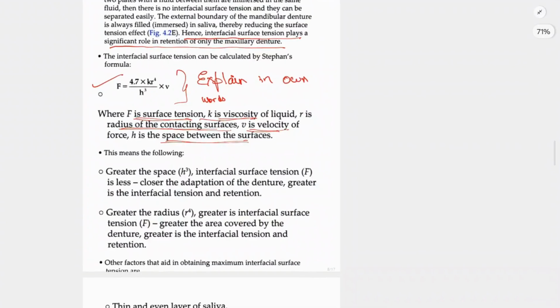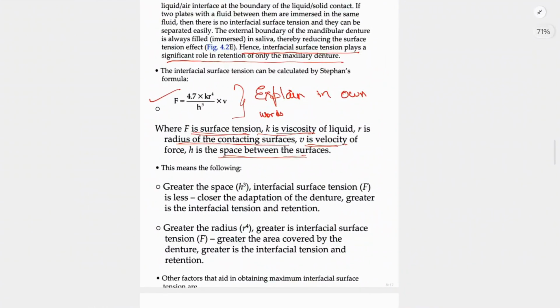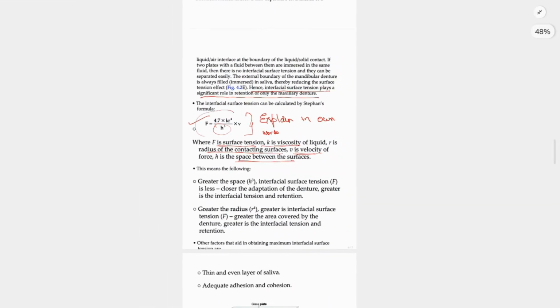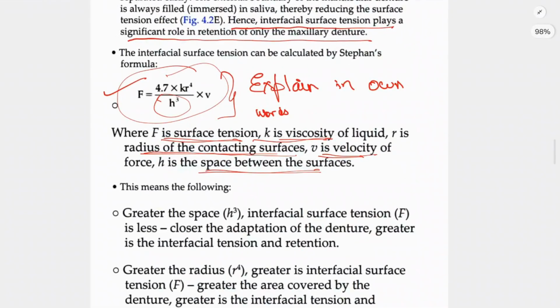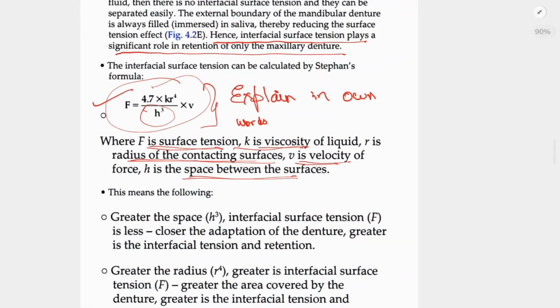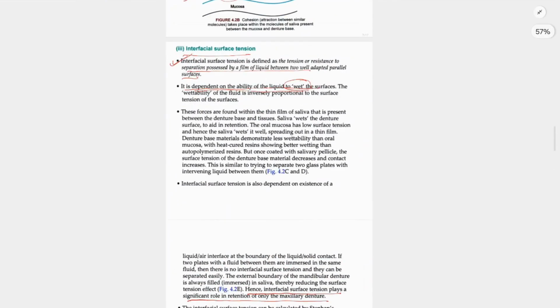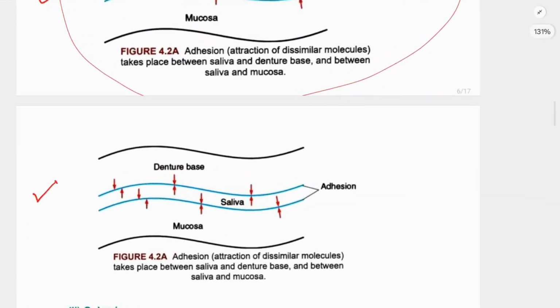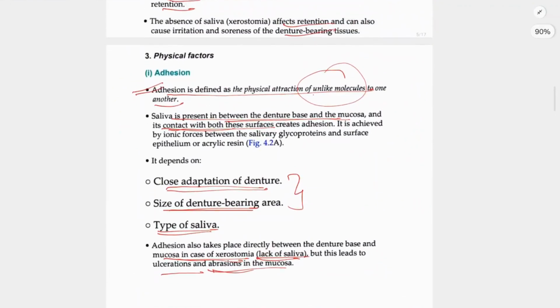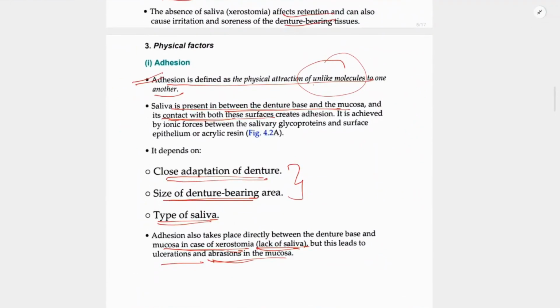And then you can explain that greater the space, as this is inversely proportional, interfacial surface tension is less. Like if there is more space present, there will not be much of interfacial surface tension. So you just have to learn this formula, explain the formula, like what factors are directly proportional and which factors are inversely proportional. So till now, we have studied three main, that is adhesion, cohesion and interfacial surface tension.